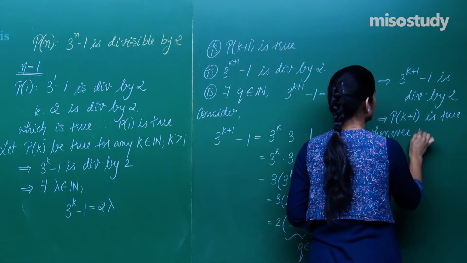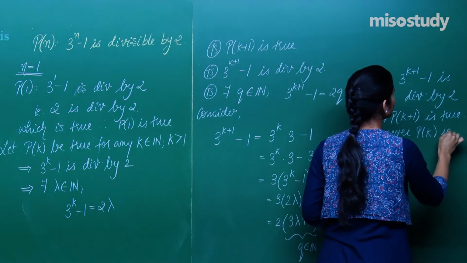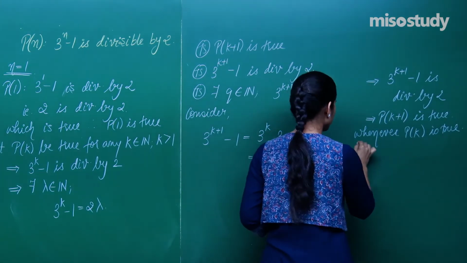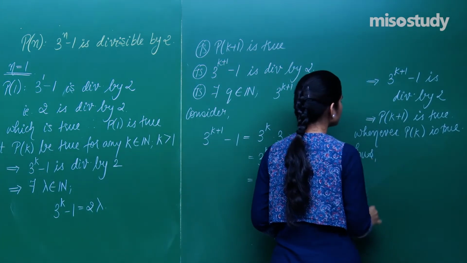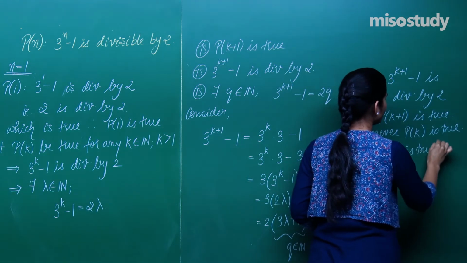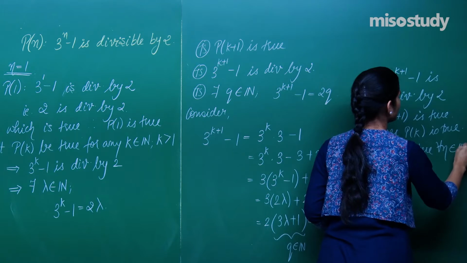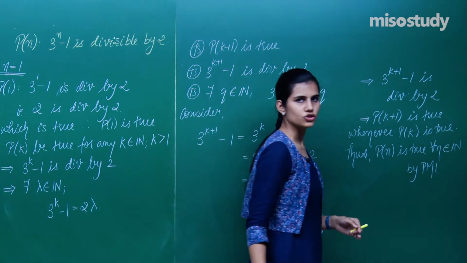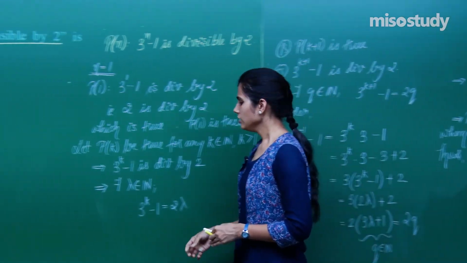Whenever Pk is true, by using Pk is true, I have proved that Pk+1 is true. And because k was any arbitrary natural number chosen, that means Pn is true for all n in N by the principle of mathematical induction. Okay?